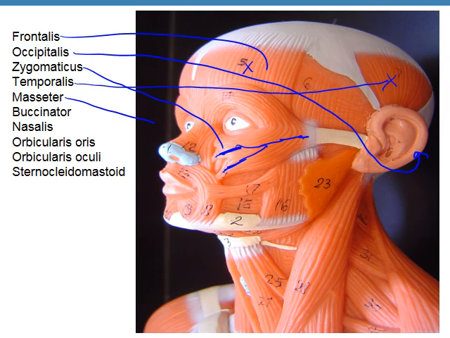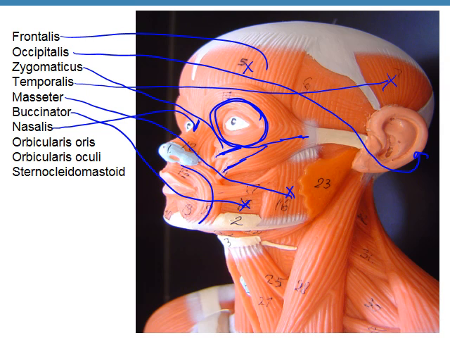Where is masseter? Masseter is here. Where's the buccinator? Buccinator is right here. Nasalis, here. Orbicularis oculi, orbicularis oris. And then this muscle right here, this is the sternocleidomastoideus.